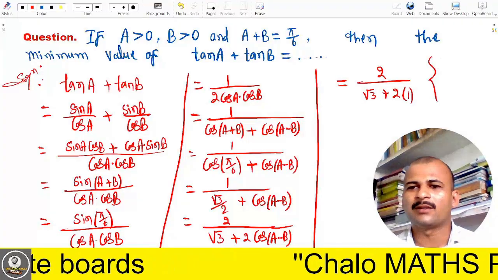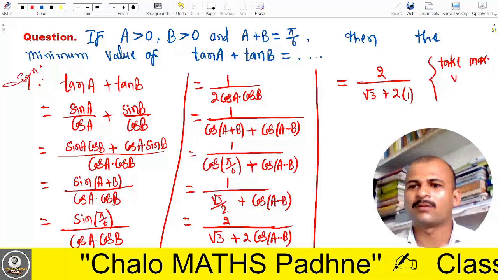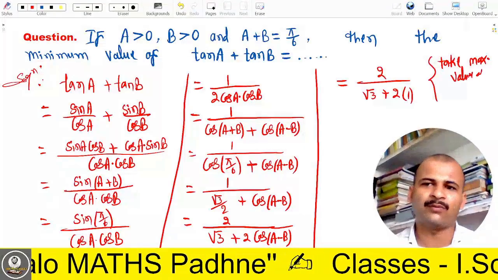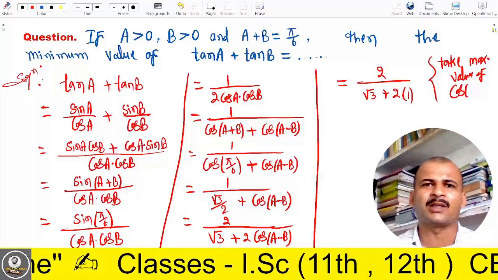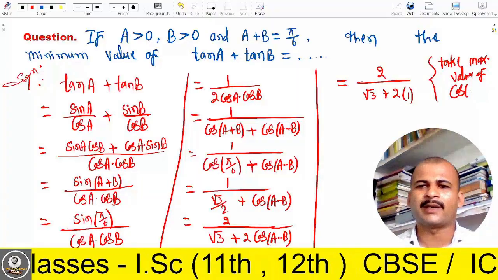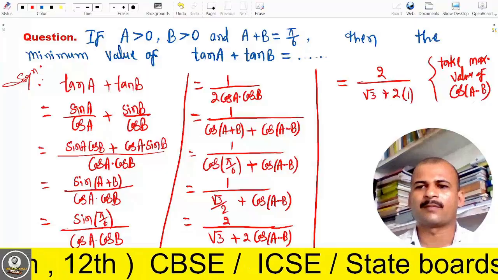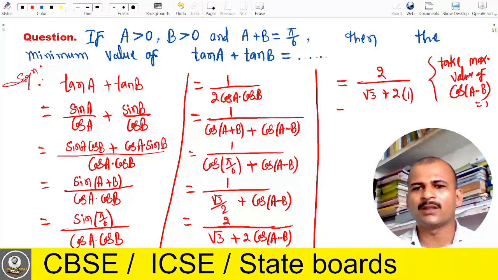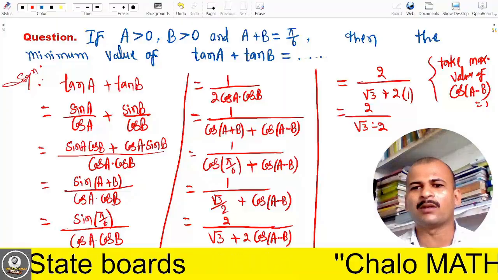Here we take the maximum value of what? cos(A minus B). We know that the maximum value of cos theta is equal to 1, so we write 1 here. Then we get 2 by root 3 plus 2.